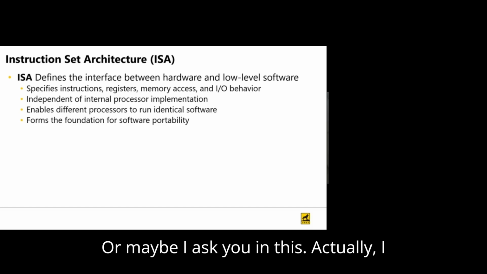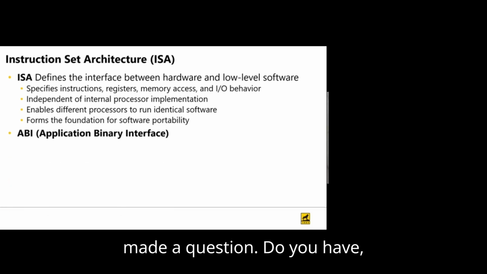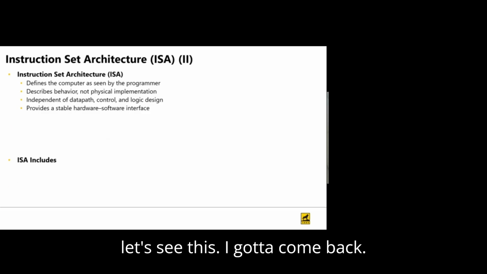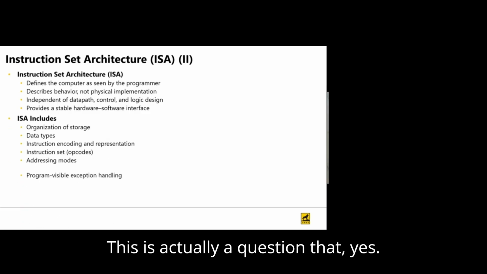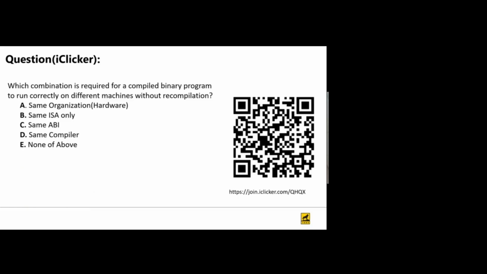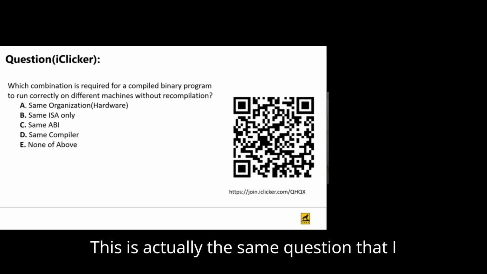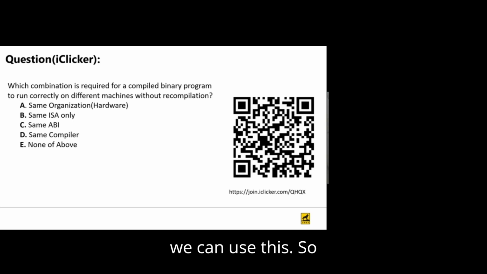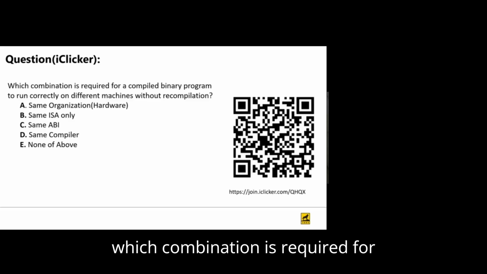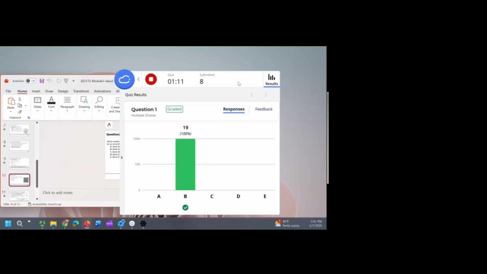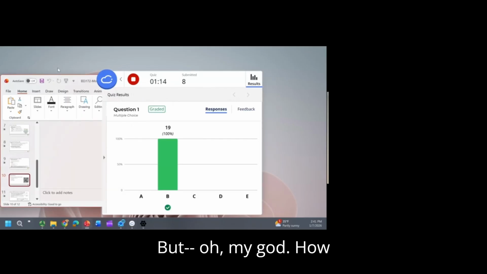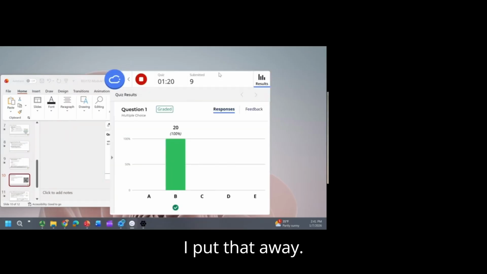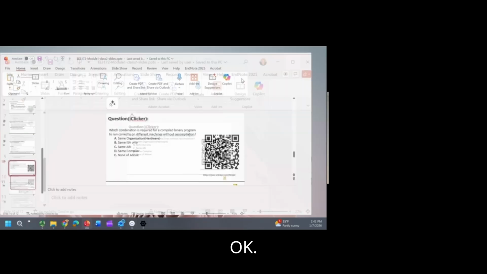Or maybe I ask you, actually I made a question. Do you have, let's see, I gotta come back. This is actually a question that, yes. Can you access iClicker? This is actually the same question that I asked you. I want you to answer here. I just want to install that to see, sometime we can use this. So which combination is required for portability? Okay, sorry, but oh my God, how do I put that away? You put that in results. Okay.